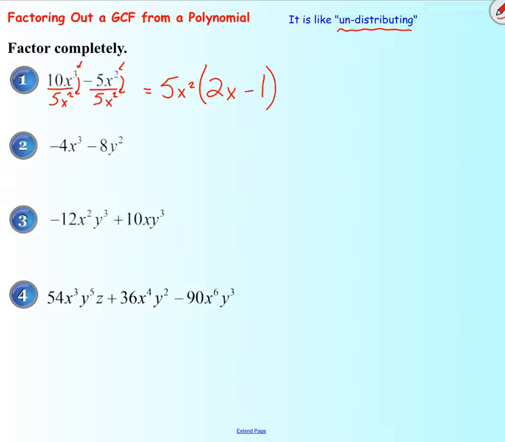So 10x to the third minus 5x squared, you can factor out a 5x squared from both terms. That leaves you with the quantity 2x minus 1. So that would be it.